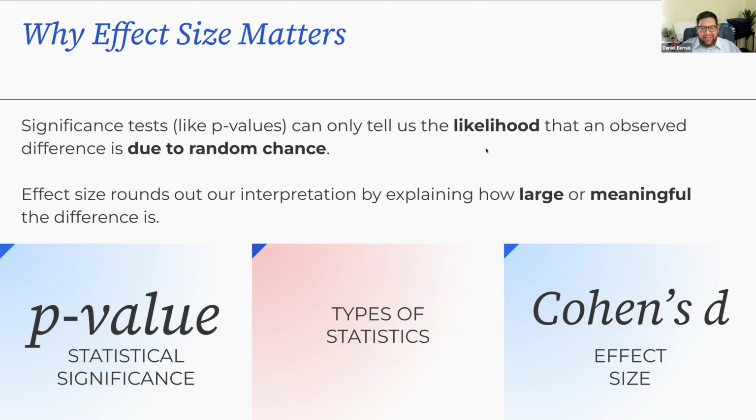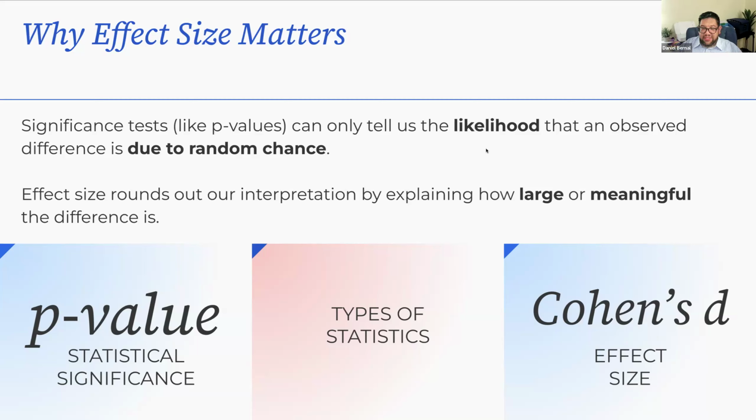Which we'll talk about why Cohen's d might not be the best choice. But beyond that, effect size really rounds out our interpretation by explaining how large or meaningful the difference is. I think a lot of folks think of statistical significance as like, aha, this is proof that we have stumbled on something meaningful. And it is meaningful, but again, statistical significance talks about what is the likelihood that this sample can kind of tell us about a trend that's going on in the larger population.